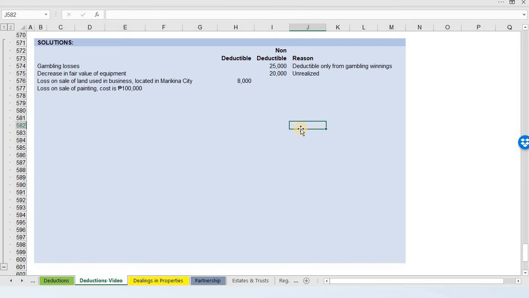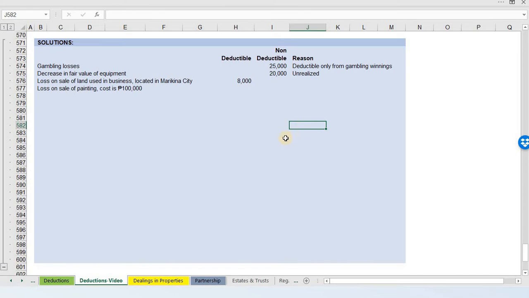And what is the rule on capital assets? The loss on the sale of a capital asset is not a deductible loss from gross income. It can only be deducted from capital gain. Again, why is it not deductible from gross income? Because a capital loss fails to comply with the requirement that expenses must be related to business. It must be necessary and ordinary in the normal course of the taxpayer's trade or business.